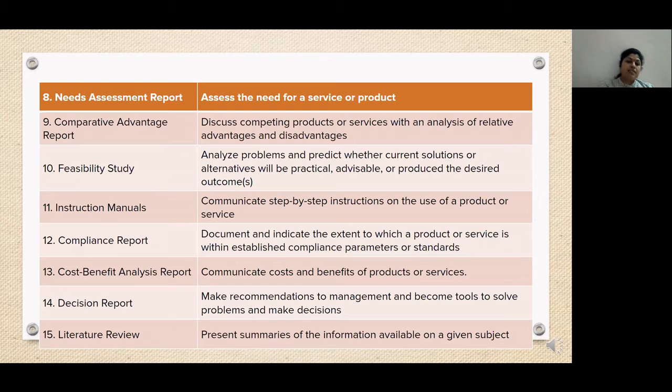It presents summaries of the information available on a given subject. So literature review is nothing but the literature which has already been presented, explained, or published. There will be a review of that.